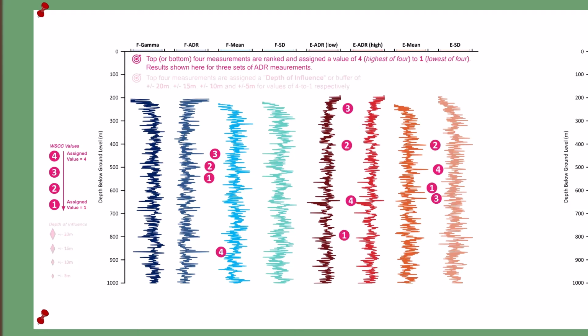Once the values are assigned, we also assign a depth of influence to each of the top 4 peaks or troughs. The highest peak is assigned a depth of influence of plus or minus 20 meters, then plus or minus 15 meters, 10 meters, and 5 meters. Each selected point has a depth of influence associated with it, as well as a value.